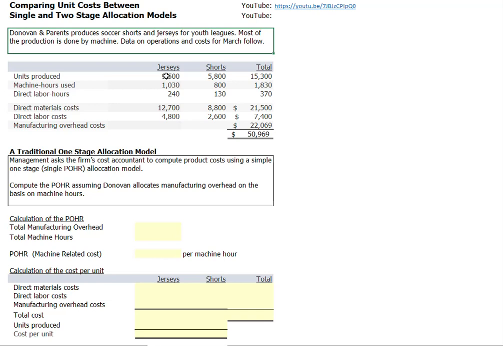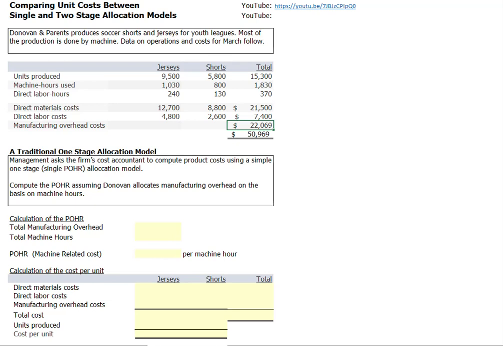We've got units information, machine hours, direct labor hours, direct material cost, direct labor cost, as well as, of course, total manufacturing overhead, which isn't allocated to either one yet. That's going to be the point of our exercise. So we're going to need to allocate that $22,069 in manufacturing overhead cost using a single stage as well as a two-stage allocation model.